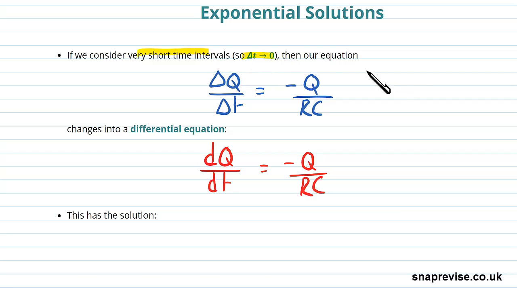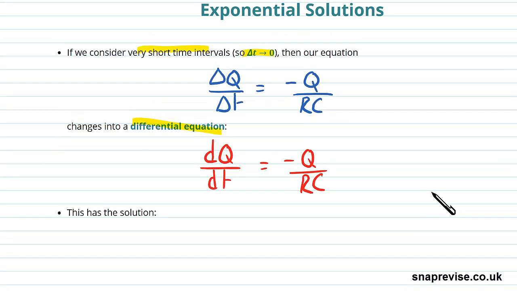And what this is going to do is transform this equation that we saw, the change in our charge divided by the time taken, which we were calling a bit like a rate of change, but is not quite there if our delta t is quite big. This is like the average rate of change of our charge over a time period. If we let this delta t go to 0, then we get a differential equation.